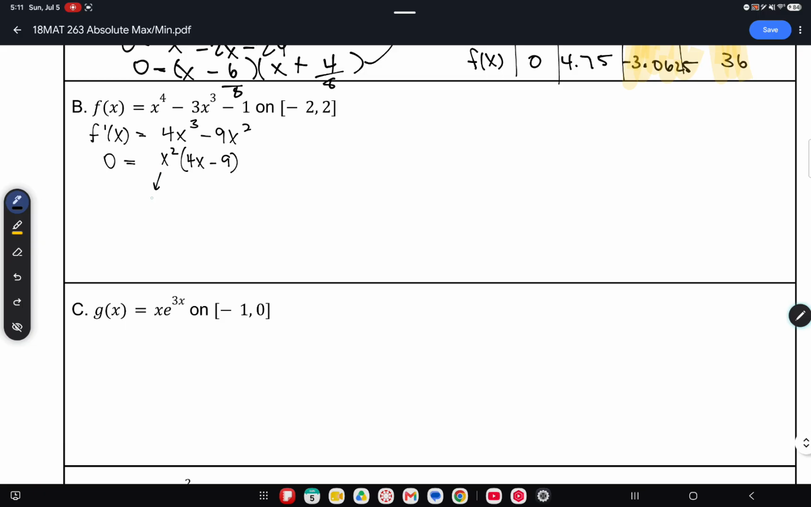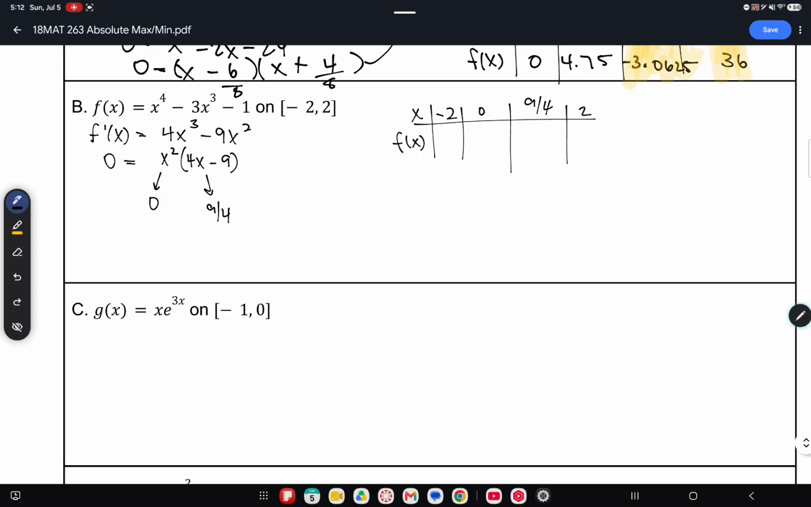So then I have two values. I got 0, and then, what is that, 9/4? Right? And then I am going to now plug that into our little chart. I want to test the endpoints as well. So negative 2 and 2. And then any that are in the interval. So 0 and 9/4. Right.